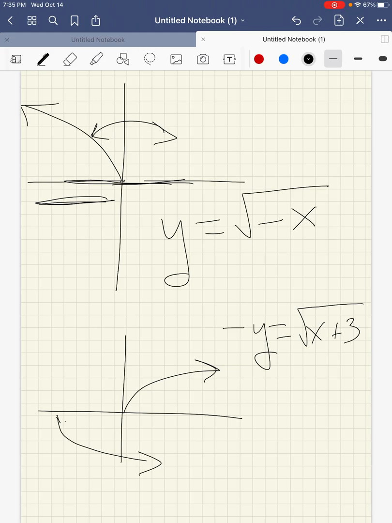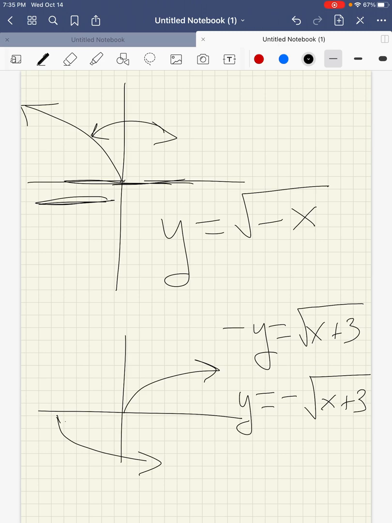Now, typically, we don't want something solved for a negative y. We want positive y. So I'm going to divide by that negative on both sides, so we'll end up with y equals negative square root of x plus 3. All right?